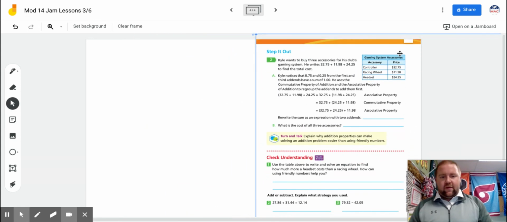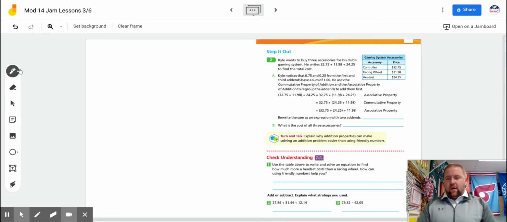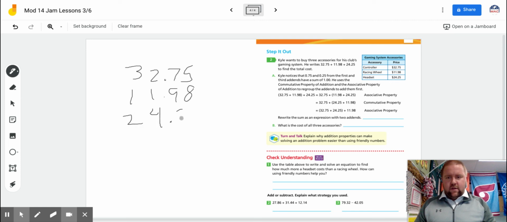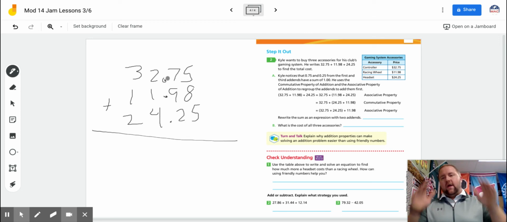All right, another strategy that we're going to use, this is a more commonly used strategy. We've got this word problem, and I'm not going to read the whole thing, but we have these prices that we need to add together. We have $32.75, we have $11.98, and we have $24.25. Okay, so one strategy when we have to add these, yes, you could line up all the decimals like I did here and add them up.